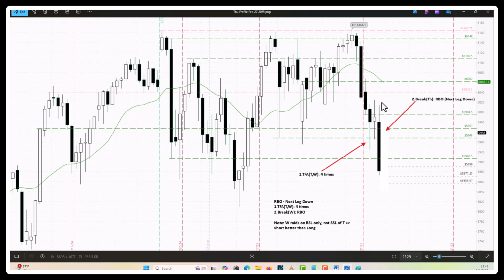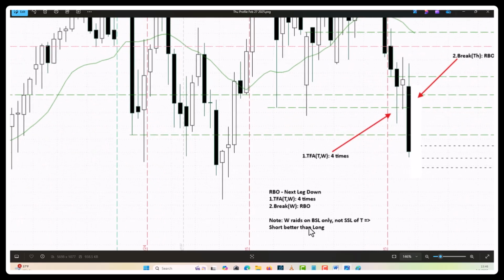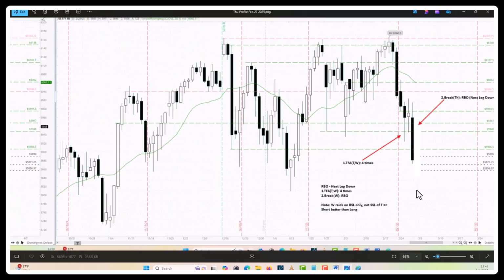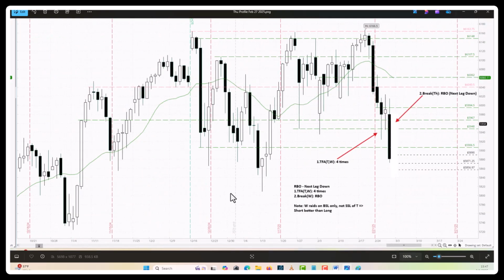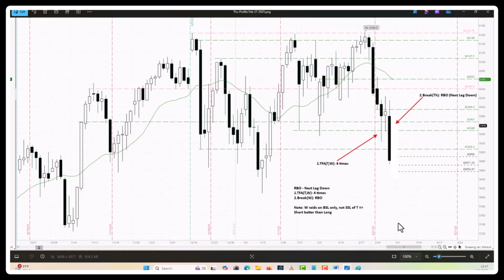How do we know this is a retracement, not a reversal? Because on Wednesday, what happened on Wednesday? It gives us a clue right there, because Wednesday only raided the buy side liquidity, which is the high of Tuesday, but it left the sell side liquidity, which is the low of Tuesday, untouched. It didn't touch it. So basically, it built up the sell side liquidity in order to flush down on Thursday. So very simple setup right there. It's a beautiful profile right there.